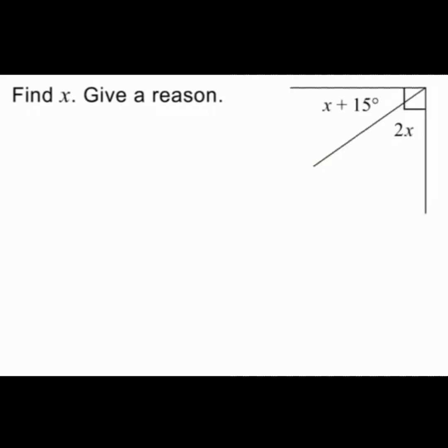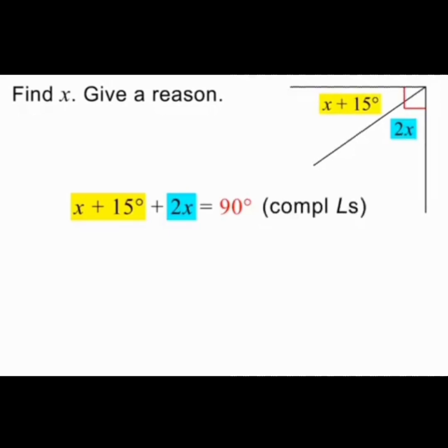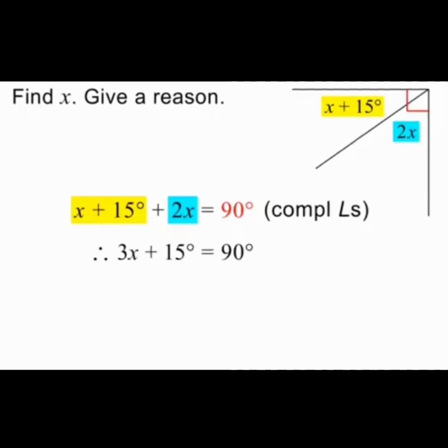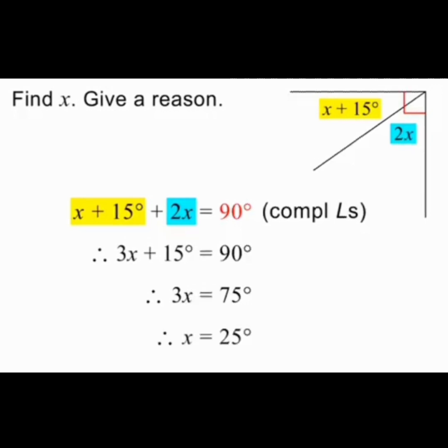Here is a similar question. Please pause and try it on your own first. We can again state the two given angles add up to 90 degrees. And the reason is they are complementary angles. Next, we add like terms on the left. We then isolate the term with x by subtracting 15 degrees from both sides. And to isolate x, we divide both sides by 3. Please pause to check my working.